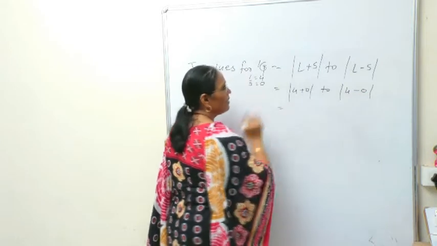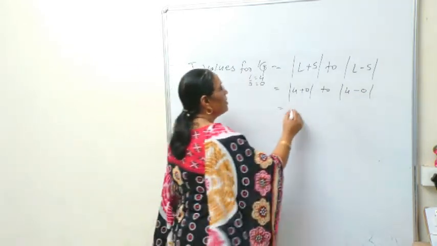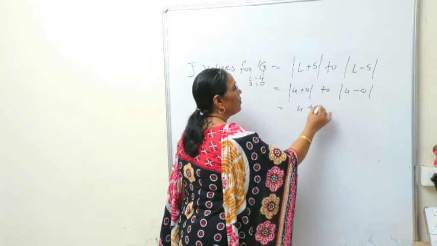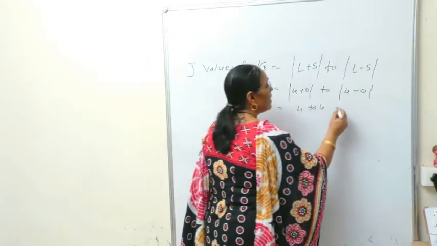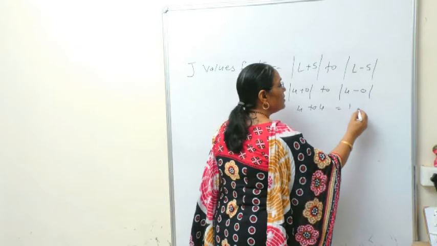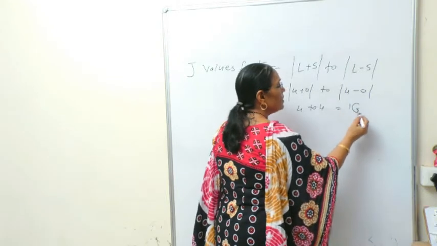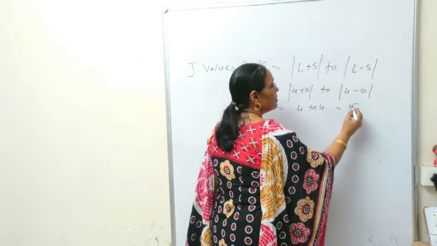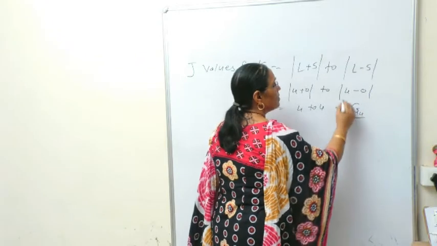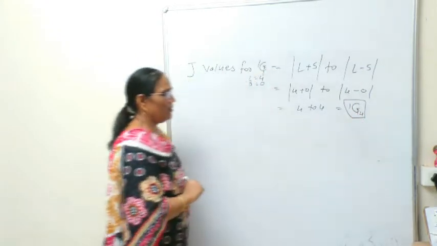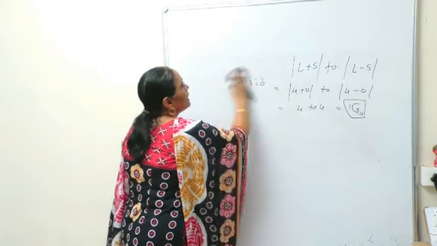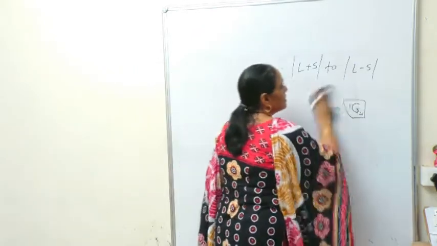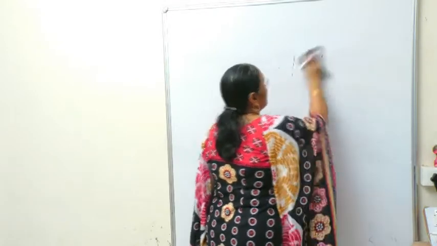So J values vary from 4 to 4, that is, only one J value is possible, and therefore for this singlet G term the J value is shown as a subscript. So singlet G4. So there is no splitting of singlet G. It is just transformed as it is.